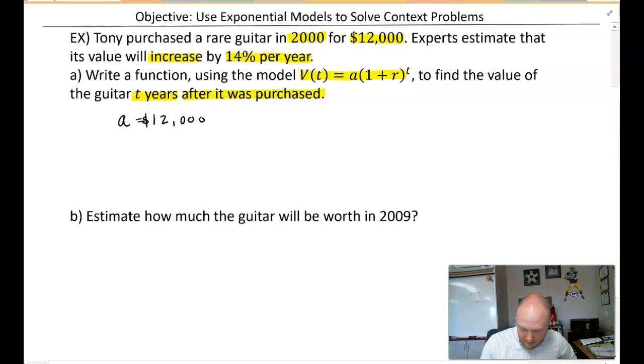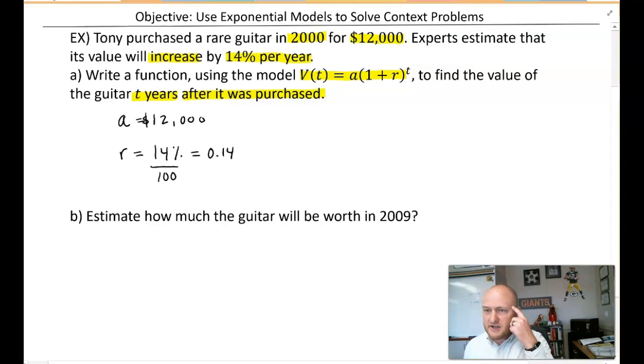His rate, the R value, is 14%. That's how much it's going to increase each year. And this has to be entered as a decimal. So what we're going to do is divide by 100. So 14 divided by 100 is 0.14.